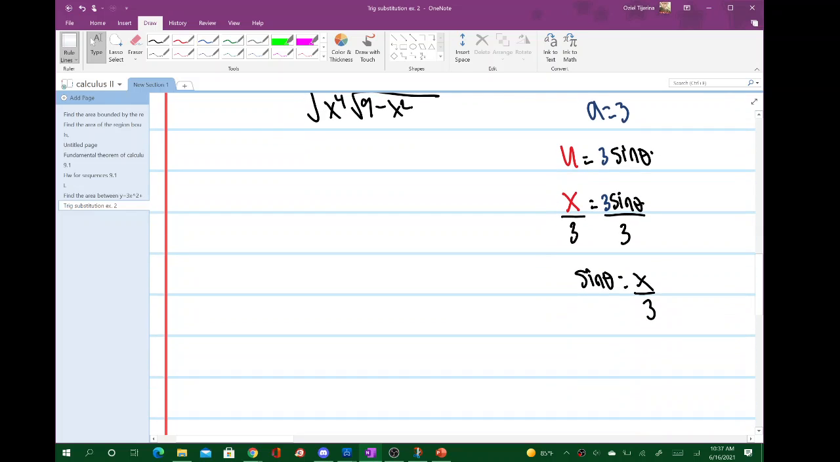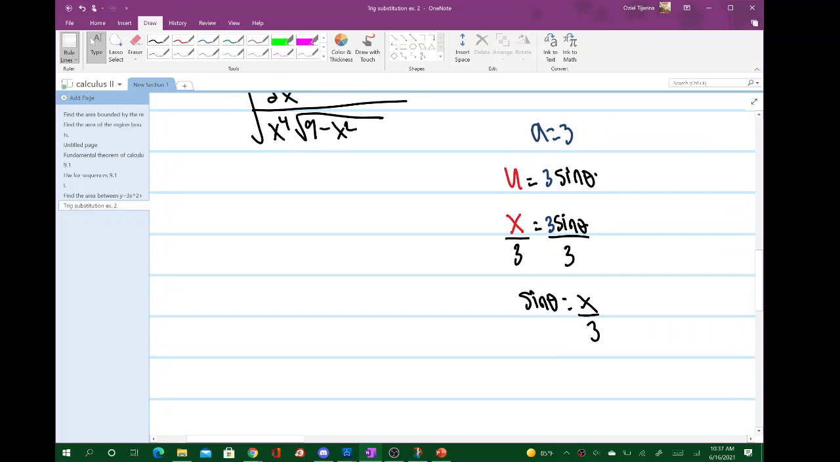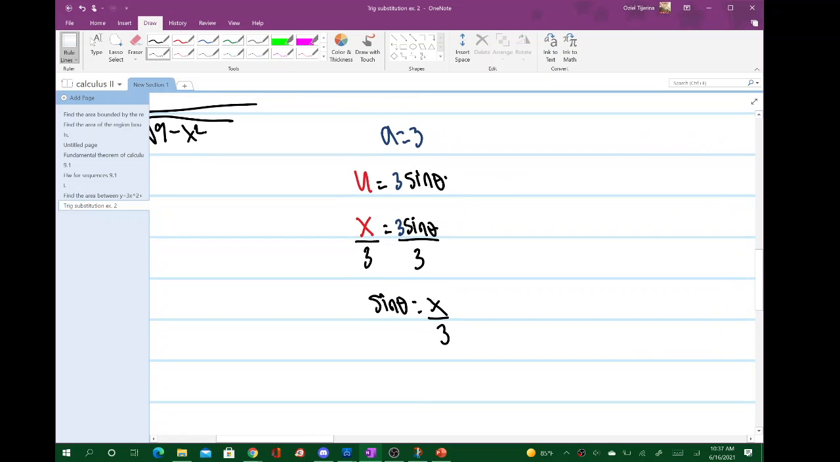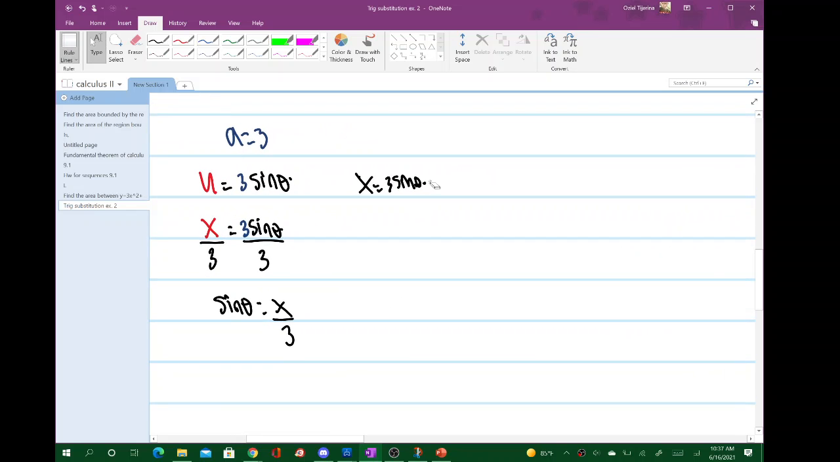However, we want to know what, so we know that x equals 3 sine theta. We can substitute, and we can find the derivative of x, dx, which is going to be 3 cosine theta d theta, because it's with respect to theta, right?